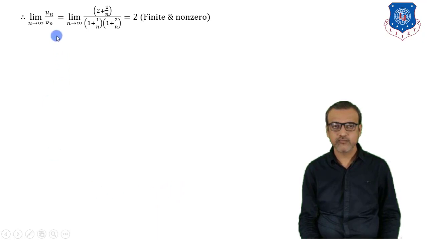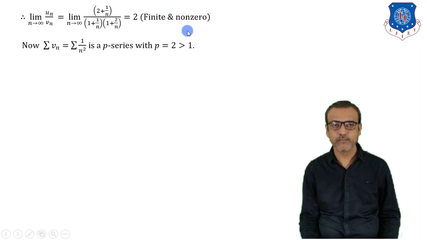Now as n tends to infinity, what will be the result of this expression? As n tends to infinity, 1 upon n tends to 0, so 2 plus 0 is 2. 1 upon n tends to 0 and 2 upon n tends to 0 as n tends to infinity, so it is 1 plus 0, 1 plus 0, and the result is 2 upon 1 into 1, which is 2, and which is a finite and non-zero value.